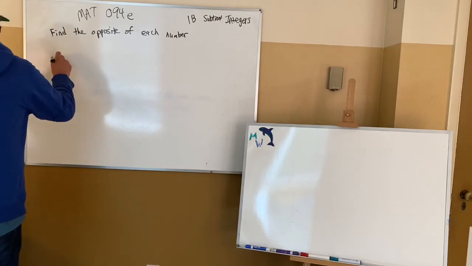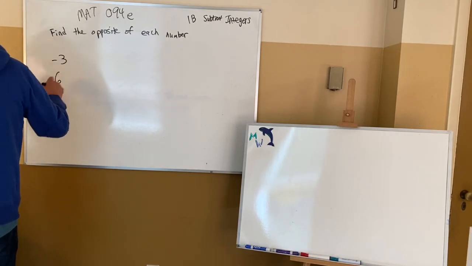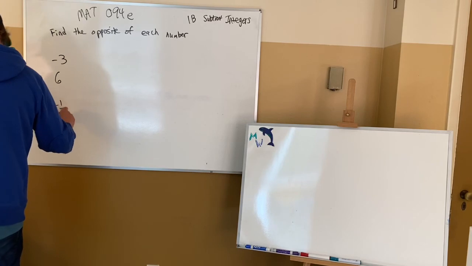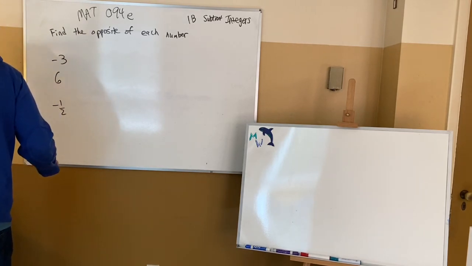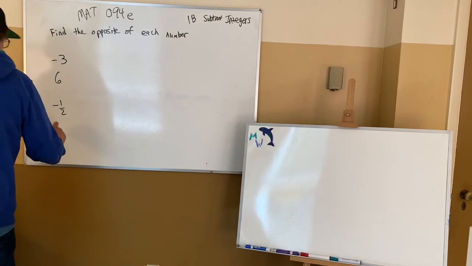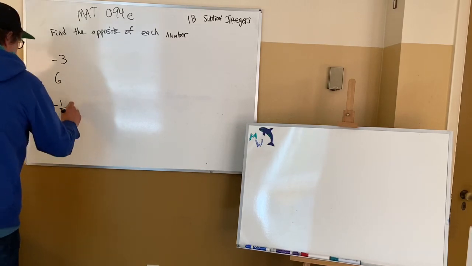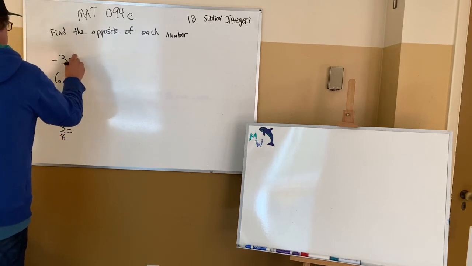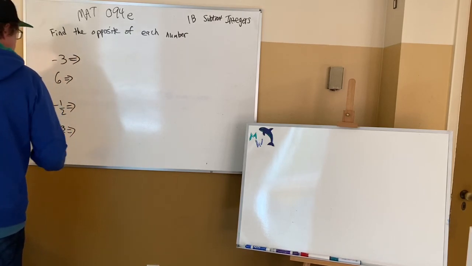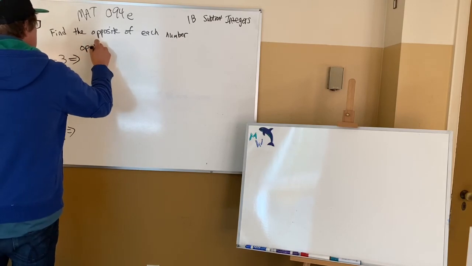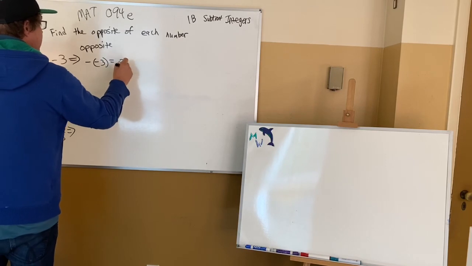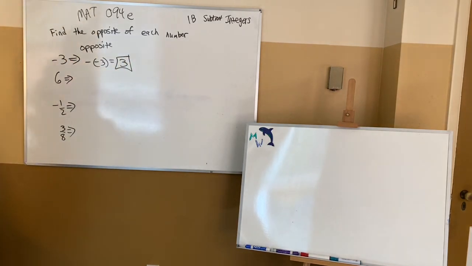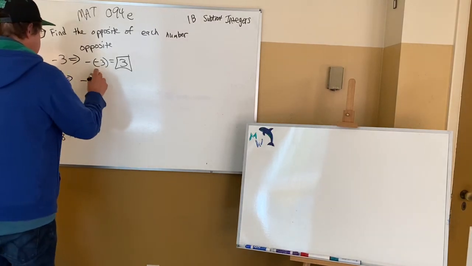So if I want to take negative 3, 6, negative 1/2, and 3/8, and get their opposites. So it's not equal, but the opposite. The opposite of negative 3 is 3. The sign has gone from negative to positive. Positive 6 becomes negative 6, and done.